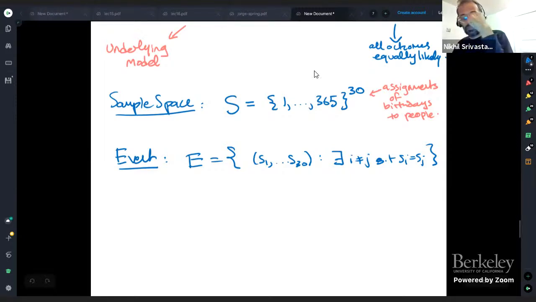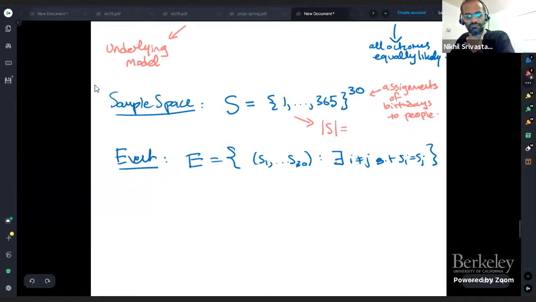Okay. So now we know how to calculate the probability. The probability is a ratio of the cardinalities. So the cardinality of the first set is easy. What's the cardinality of S?